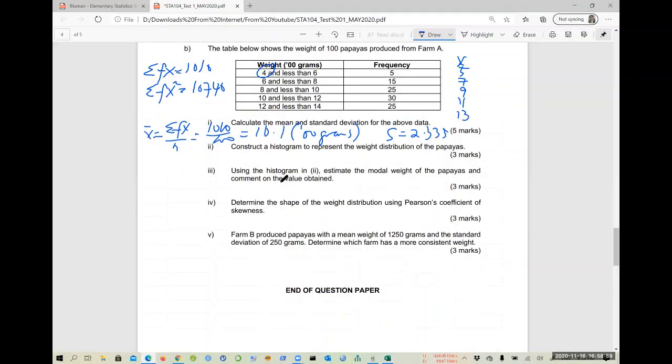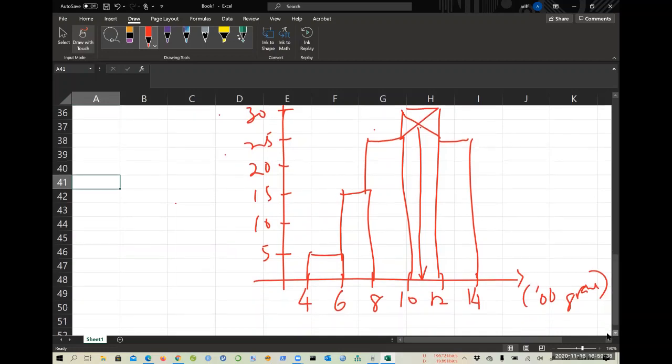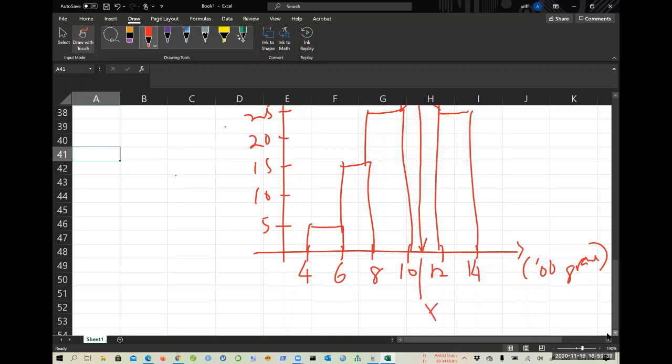Then the next question asks you, using the histogram, estimate the modal weight of the papayas and comment on the value obtained. So you have to come up with the mode. To find the mode, just locate the highest bar. In this case, the highest bar is between 10 and 12. You draw a diagonal from one end to another, and this will give you the mode here. So the mode here will be x hat equal to 11.